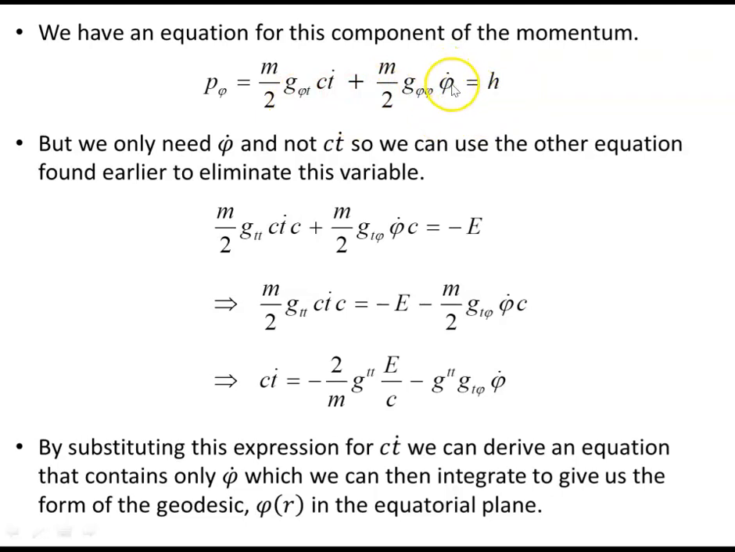Now the thing is, we're interested in phi dot, remember, because we want to find phi as a function of r. So we're going to use the derivative of phi, which is phi dot. But we've also got this t dot here, and we don't want that. We just want phi dot on its own. So we're going to need to eliminate that.